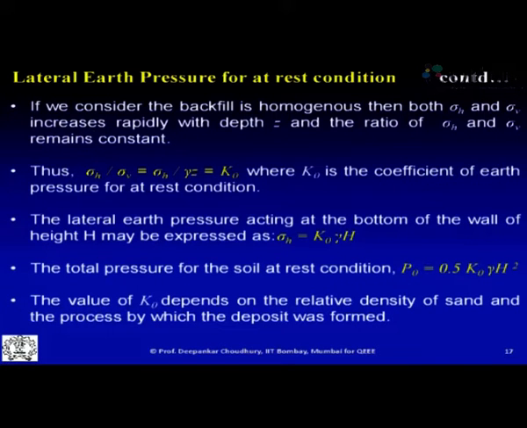So if we consider the backfill soil is homogeneous, with both sigma h and sigma v increasing linearly with depth, then the ratio of these remains constant, that is sigma h by sigma v, which is sigma h by gamma z if you don't have any other surcharge. That is denoted as K0, where K0 is the coefficient of earth pressure at rest. So lateral earth pressure can be written as sigma h equals K0 times sigma v. As I said, if there is no other surcharge acting on the ground, then sigma v is nothing but gamma times h. So what will be the total pressure acting on the wall? That is the earth pressure at rest, P0, which is half K0 gamma h square.